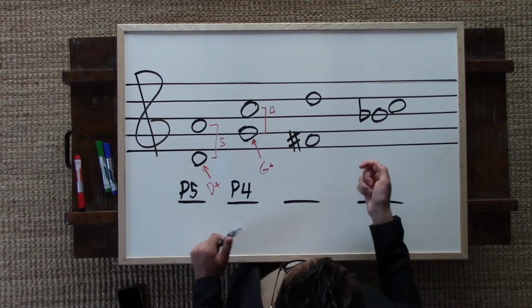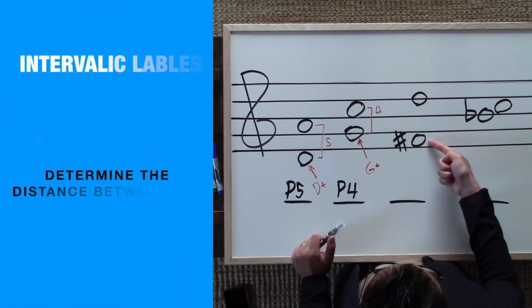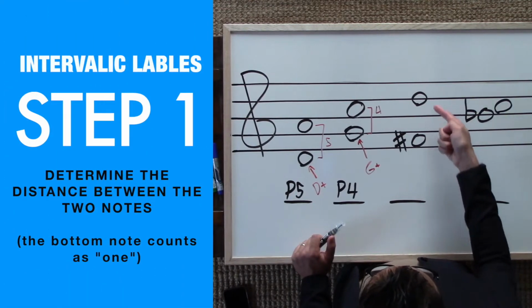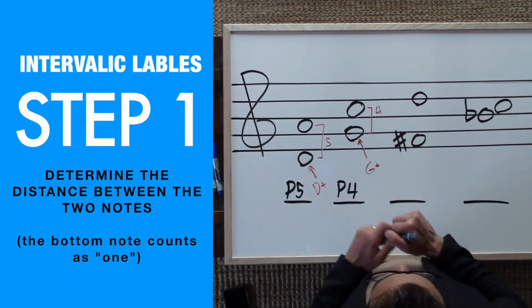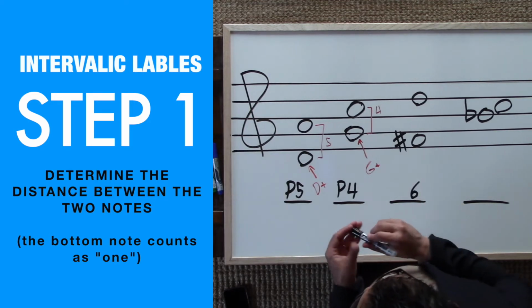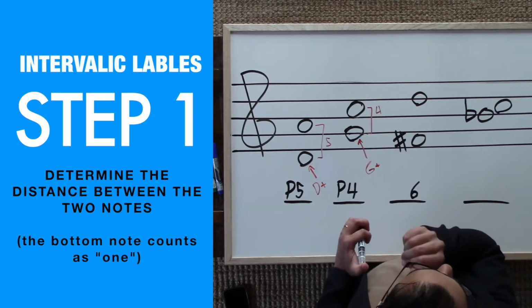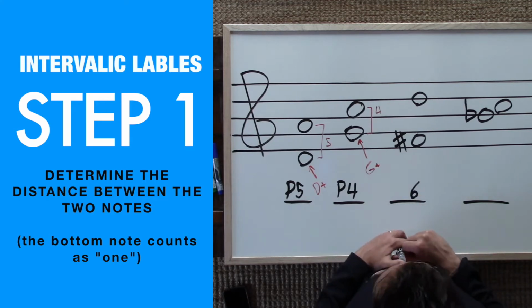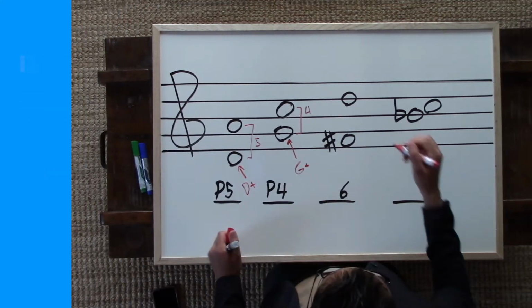Okay, now over here, we have an F sharp and a D. This one is a little bit more tricky, but let's stick to the steps. Step number 1 is to figure out the distance. Let's do that now. We start with number 1 here. 1, line, space, 1, 2, 3, 4, 5, 6. This is a 6th. And we know from what I taught you at the piano that 6ths are going to be either major or minor. So the distance is a 6th.